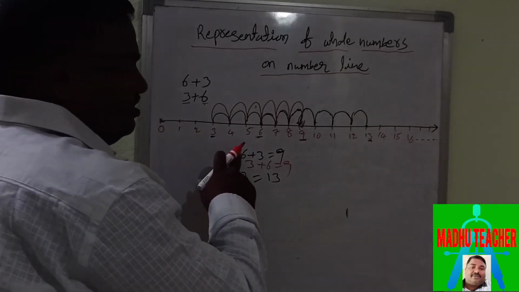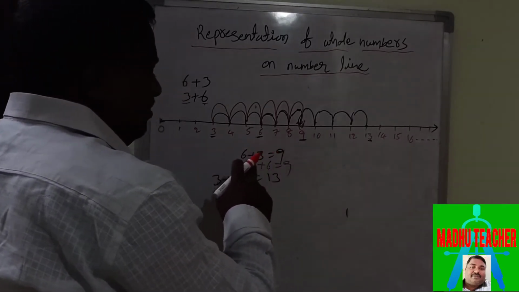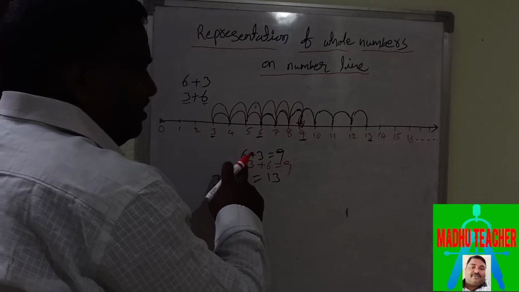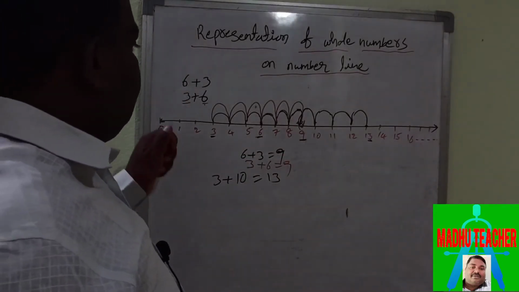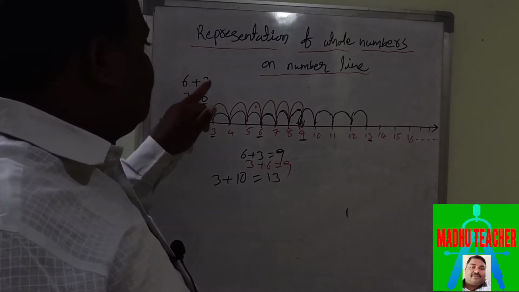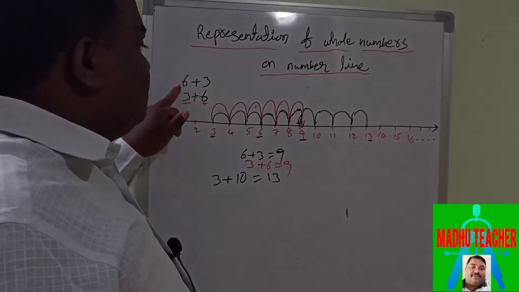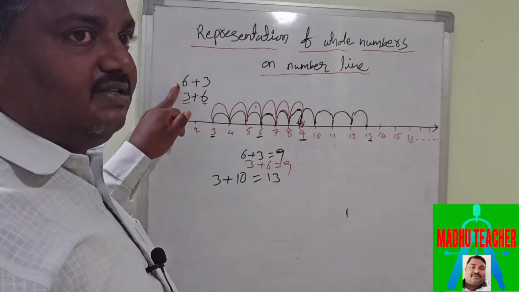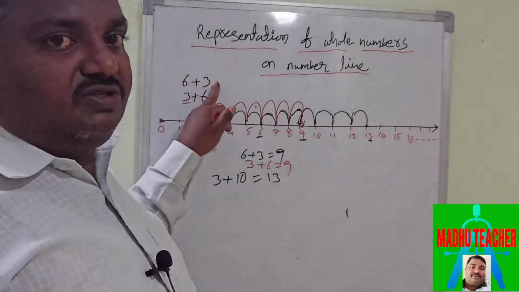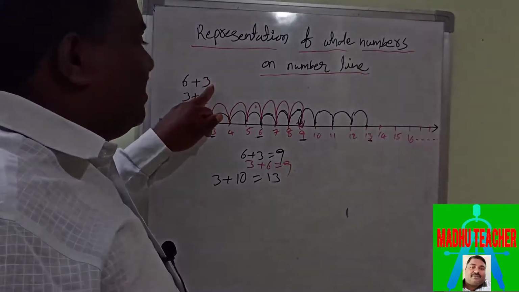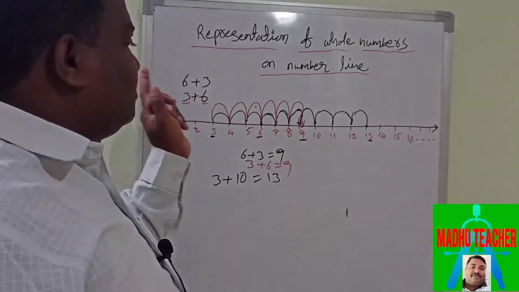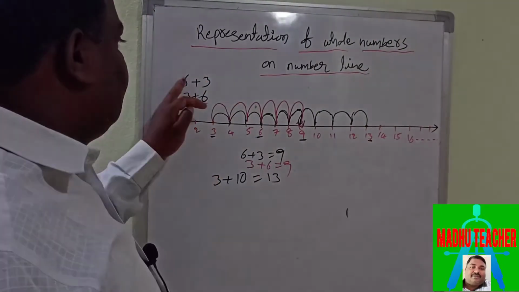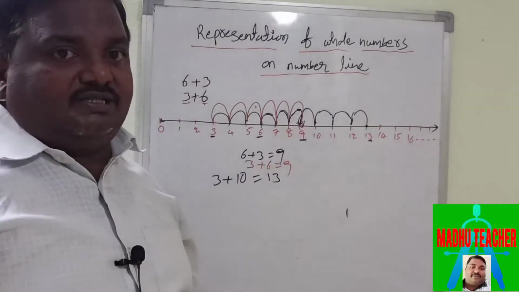In the previous one we got 6 plus 3 also 9. Now 3 plus 6 also we got 9. That means if we have 6 plus 3, we can start at 6 and jump 3 times, or by starting at 3, you have to jump 6 times. In both cases, we will get the same. That means 6 plus 3 equal to 3 plus 6.